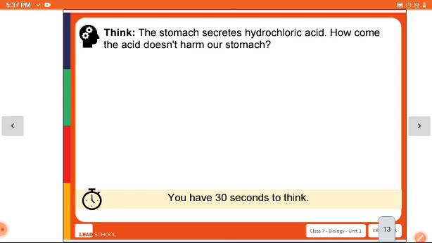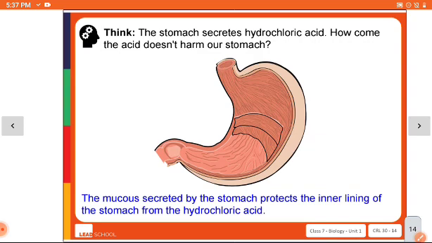So the stomach secretes hydrochloric acid. How come the acid doesn't harm our stomach? The mucus secreted by the stomach protects the inner lining of the stomach from the hydrochloric acid.